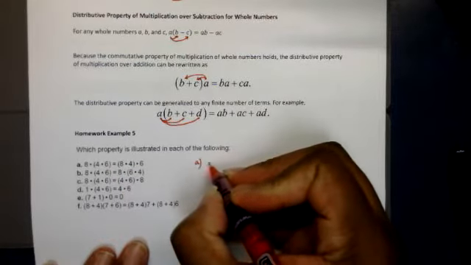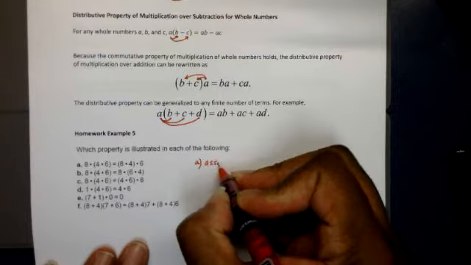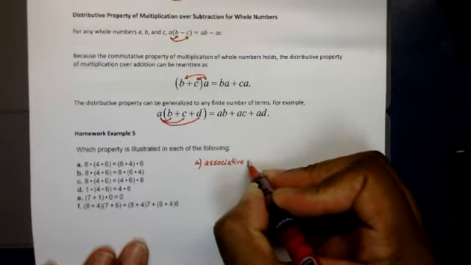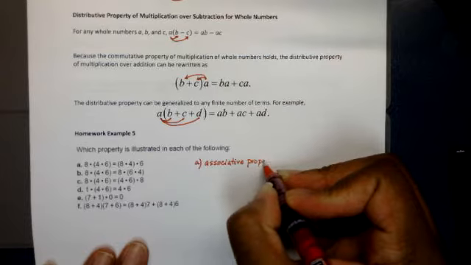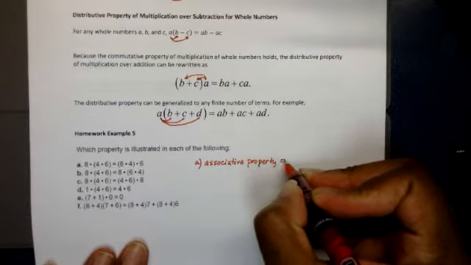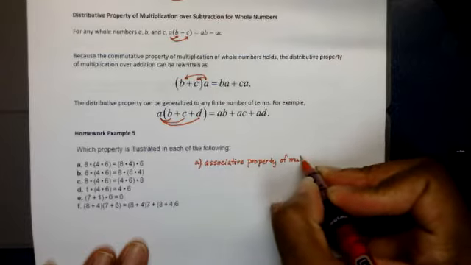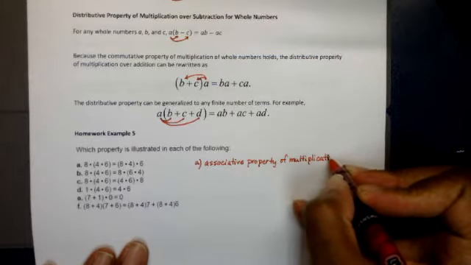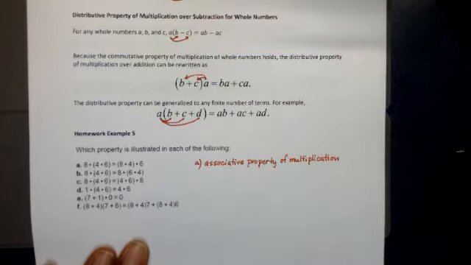So that is considered to be the associative property of multiplication. Associative property of multiplication.